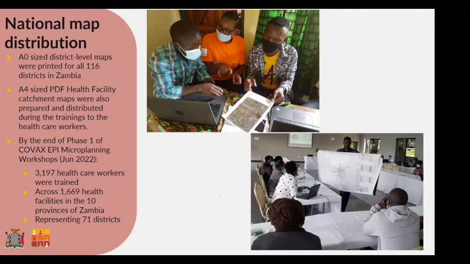By the end of the training, we were able to capture, together with EPI and other partners that supported this program, such as WHO, CIDRZ and AMREF, that over 3,100 healthcare workers were trained, cutting across 1,669 health facilities, representing 71 districts from the 10 provinces of Zambia. Next slide, please.